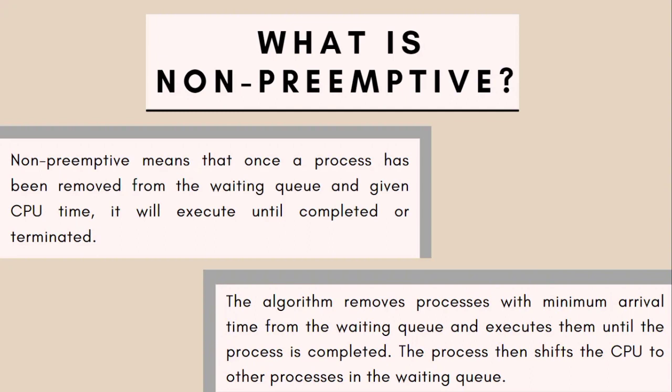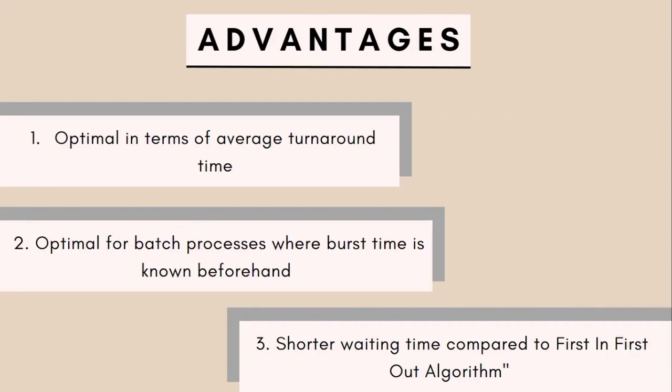What is non-preemptive? Non-preemptive means that once a process has been removed from the waiting queue and given CPU time, it will execute until completed or terminated. The algorithm removes processes with minimum arrival time from the waiting queue and executes them until the process is completed. The process then shifts the CPU to other processes in the waiting queue.